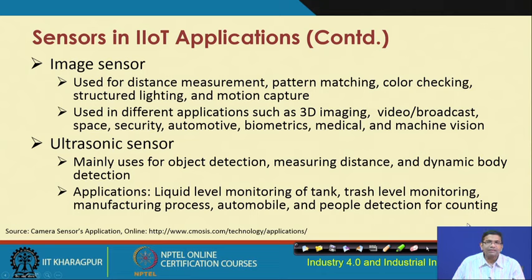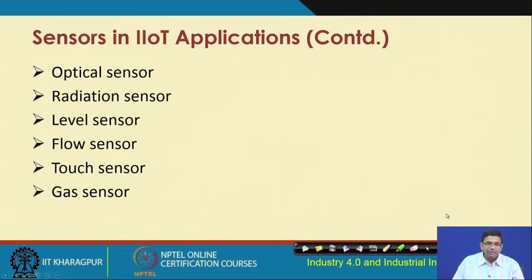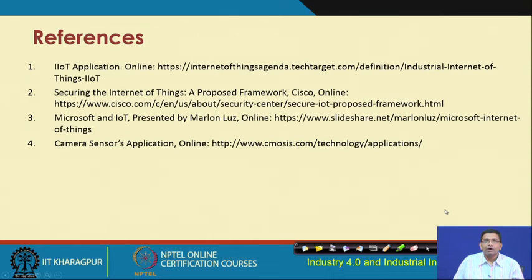Then we could also have other types of sensors like image sensors and ultrasonic sensors, where ultrasound waves are sent. Ultrasonic sensors are commonly used for object detection, measuring distance, dynamic body detection, liquid level monitoring of tanks, trash monitoring, manufacturing process, automobile, people detection, etc. Other sensors for industrial applications are optical sensor, radiation sensor, level sensor, flow sensor, touch sensor, gas sensor and so on.